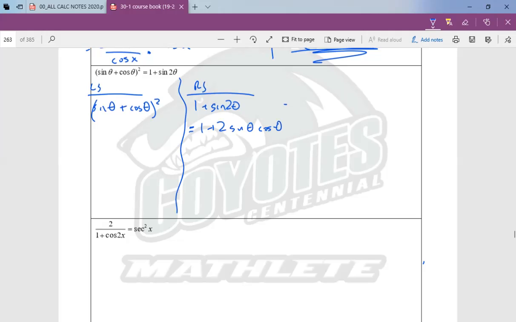All right, let's look at the left side. The left side, sine theta plus cos theta, all of it squared. Resist the urge. Do not square sine and square cos and call it done. That is not what's happening. That's sine theta plus cos theta in brackets times sine theta plus cos theta again. We have to distribute this, and it leaves us with sine squared theta plus 2 sine theta cos theta plus cos squared theta.